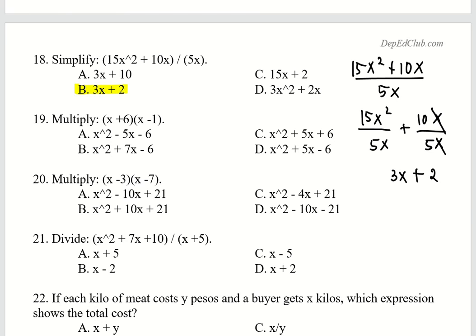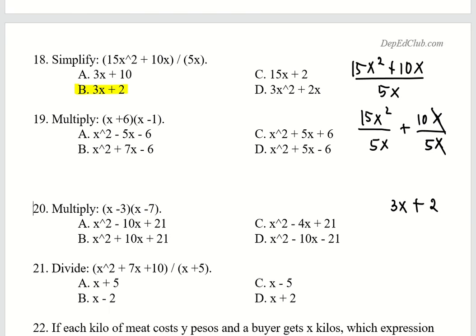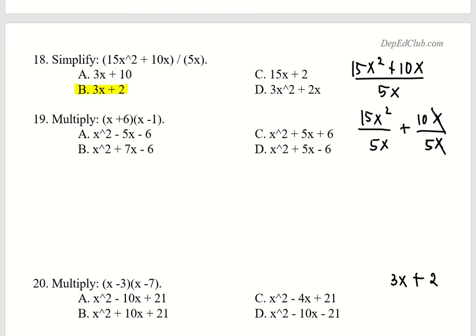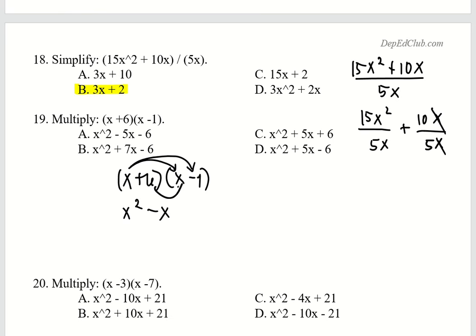Number 19. So we have to multiply. Okay, so this is my binomial by binomial. So again, you can use po yung ating FOIL method. So x plus 6, x minus 1. Just multiply x times x. You get x squared. X times negative 1, negative x. 6 times x, positive 6x. 6 times negative 1, that will be negative 6, sorry. And then combine like terms. Negative x plus 6x, that will be positive 5x. So x squared plus 5x minus 6. Okay, so that is letter D.